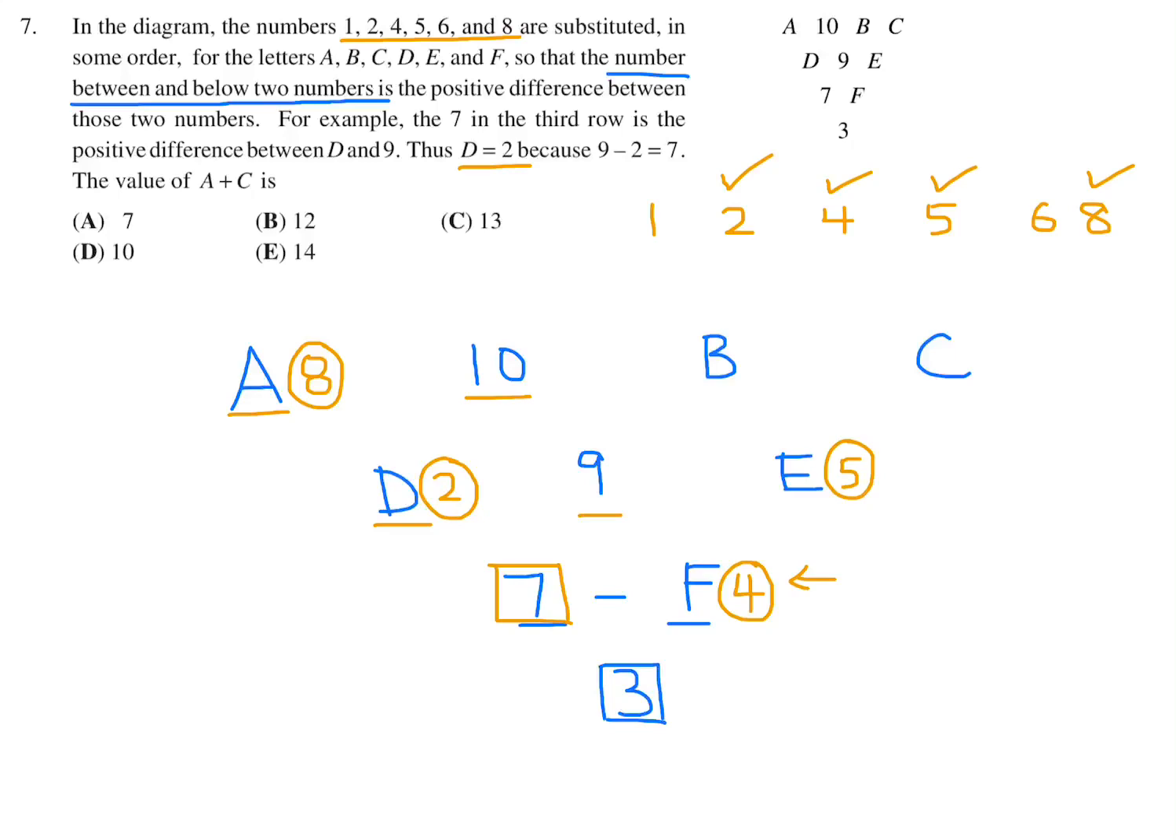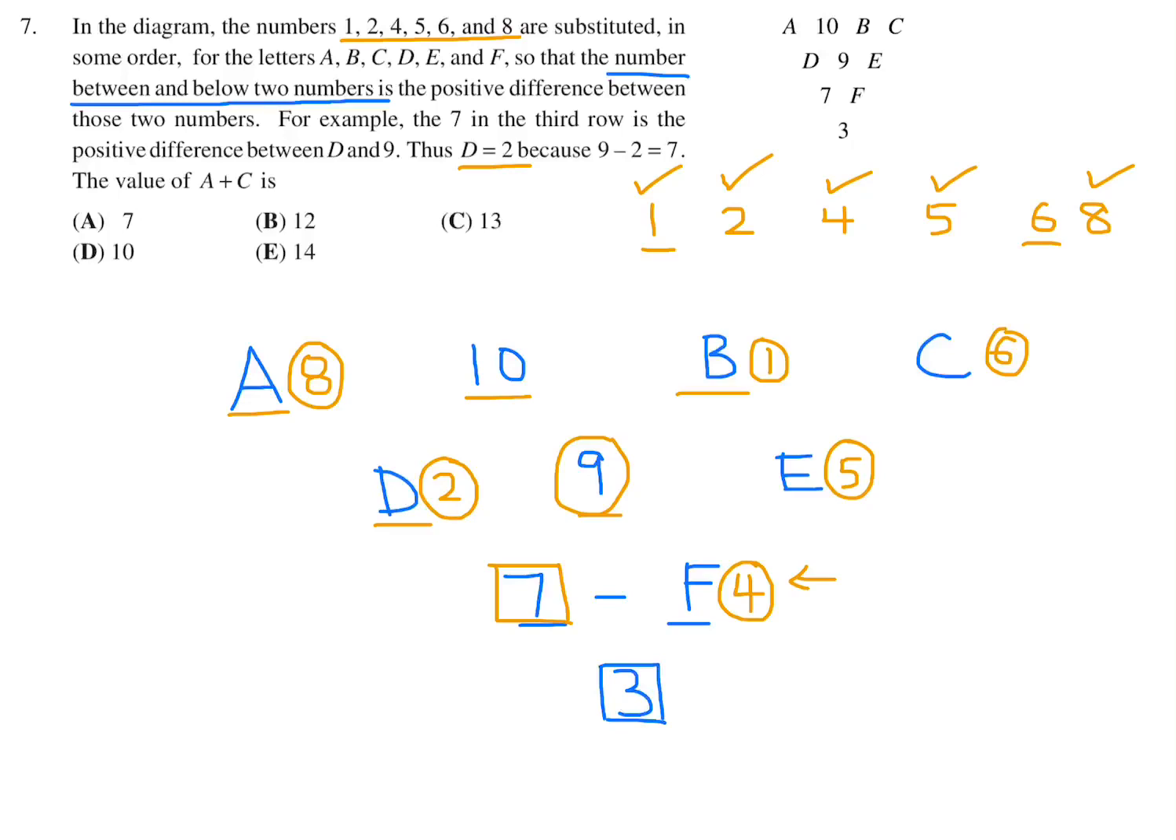Well, we only have B and C left, and we only have 2 numbers left. But actually, you know what? I'm going to concentrate on 9 here. 10 and B, when you take the positive difference, is 9. And therefore B has to be 1. And then by process of elimination, C is 6. And of course, you can verify that because 6 minus 1 is 5.